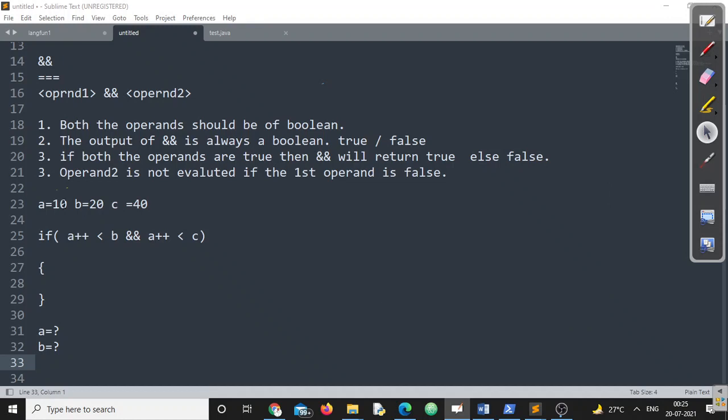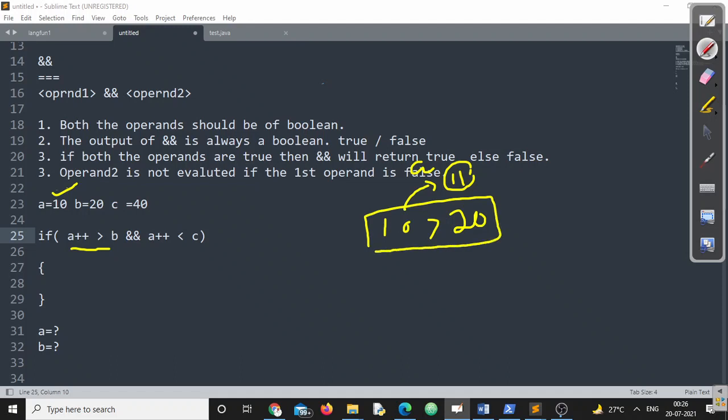Suppose I am writing here, instead of this, let me write greater than. Now let us see what will be the value of A and what will be the value of B. Here, same, the value of A is 10, so I can write 10 greater than B, which is 20. Remember, after A plus plus is used, the value of A will be incremented by 1. So the value of A is now 11. Now is this condition true or false? 10 greater than 20. Definitely this will give me a false value. Since this gives a false value, the second part of the logical AND operand will not be evaluated.